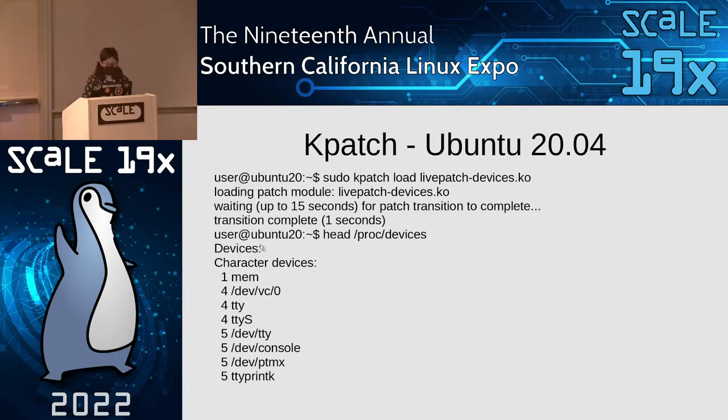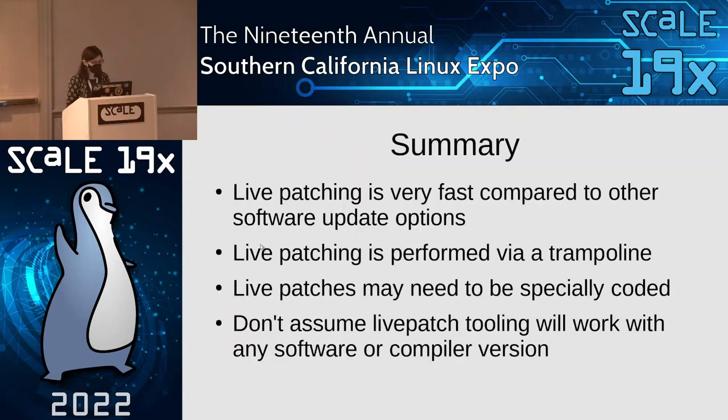So, huzzah. All right. To summarize this presentation, live patching is very fast compared to other software update options. It's typically performed via a trampoline. Live patches may need to be specially coded. You can't just take a random bit of source and expect to be able to generate a live patch from it. And don't assume that live patch tooling will work with any particular software compiler version. You really need to test.